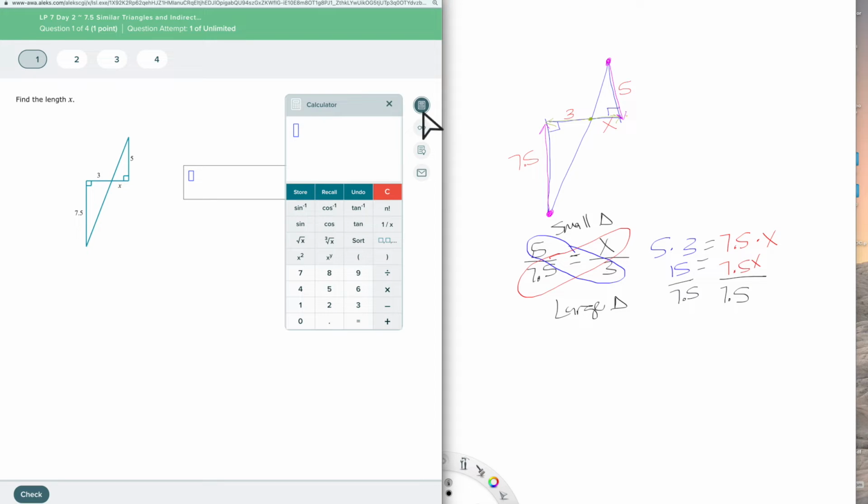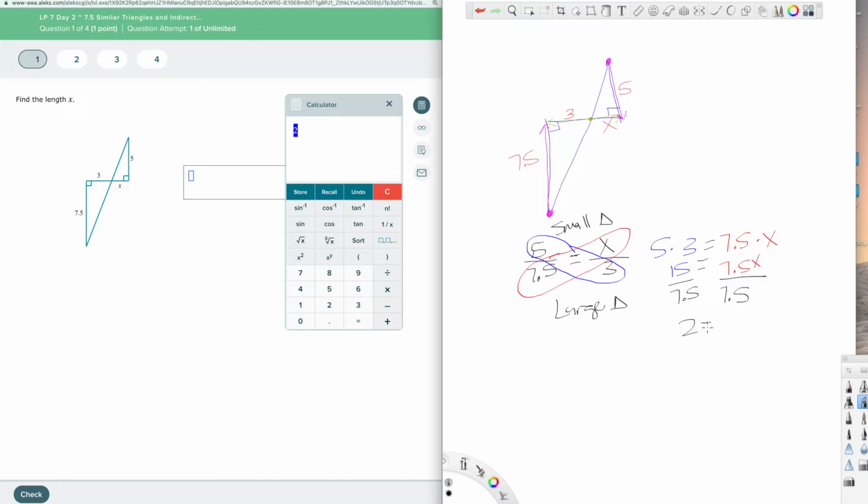So we'll go ahead and put this in the calculator just to make sure I'm not losing my mind. Yay! 15 divided by 7.5 is 2. So x is 2. And that's the same ratio, 2 to 3, as the ratio that 5 and 7.5 are. So they're kind of the same difference, or same multiplier there. I know that sounds funny, but all right.